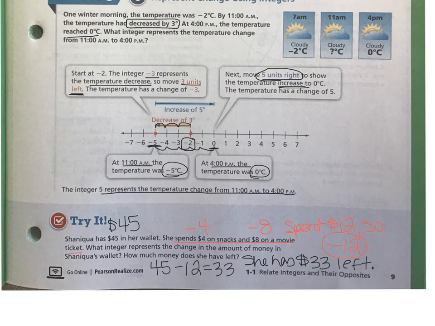In this problem, we have to look at the overall spending that happened in this situation. The $45 in Shaniqua's wallet is what she had with her. But after spending $4 on snacks and $8 on the movie ticket, she has spent a total of $12, which is represented by the integer -12. That's this right here. Since she spent $12, then we have to take that money away from what she had at the beginning, which was $45. And 45 take away 12 is 33, so that means she has $33 left.